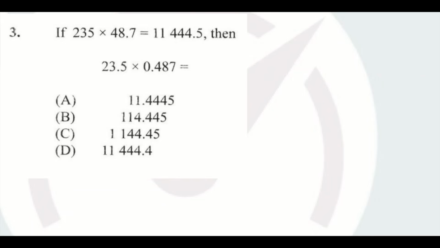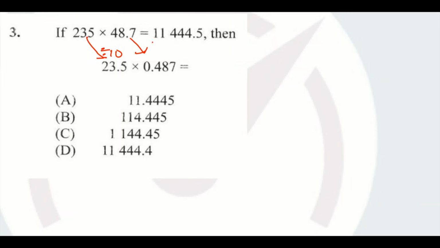Alright, question 3 says, if 235 multiplied by 48.7 is equal to 11,444.5, then 23.5 times 0.487 is equal to what? So let's look at what happens between here. 235 becomes 23.5. So that's obvious that it was divided by 10 here. And 48.7 now becomes 0.487.